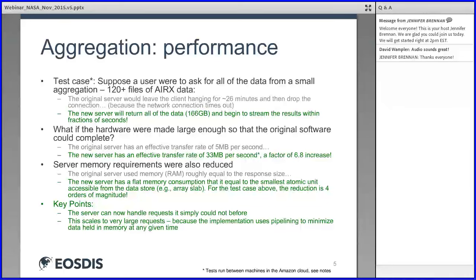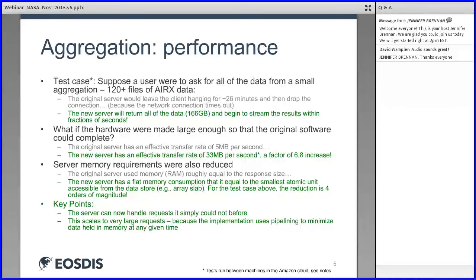The new server begins streaming the results back to the client within less than a second. Even though the result is extremely large, the data begins to flow right away. So the network timeout issues that were a problem in the past are no longer a problem. Suppose that we look at the actual effective transfer rate of this 166 gigabyte result. The original server had an effective rate of about 5 megabytes per second. And after our improvements, we bumped that up by about a factor of 7, so that it's got an effective transfer rate of about 33 megabytes per second.